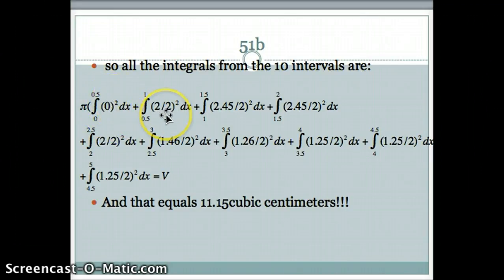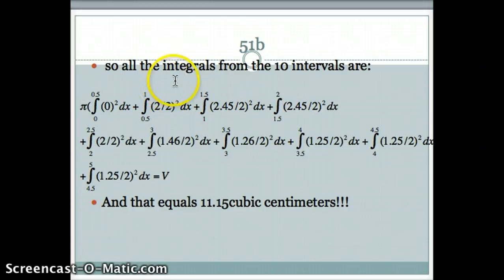Here is the second interval, and it goes from 0.5 to 1 centimeters. For this one, I went up from 0.5, and I hit the line that was going like this, and then I went straight across. And the height of this straight across line right here was 2 centimeters. No, it was 1 centimeter. Yeah, it was 1 centimeter.